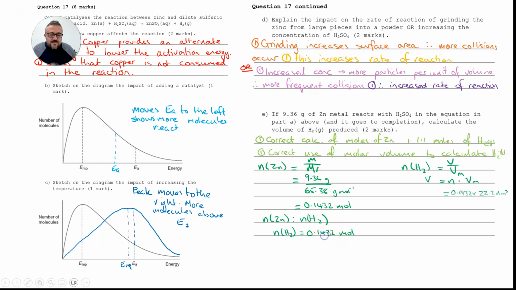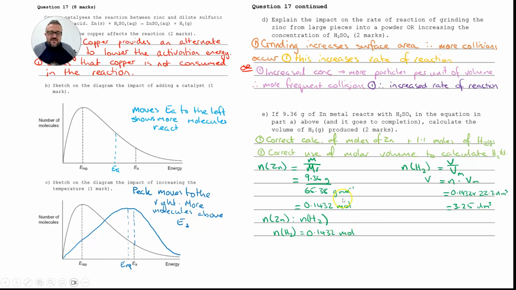Let's calculate the volume. So moles equals volume divided by molar volume. We rearrange that to give us our volume equals moles times molar volume. So we go 0.1432 times 22.7 litres, or decimeters cubed. This gives us 3.25 decimeters cubed. That's our volume. So 1 mark for there, 1 mark for there.